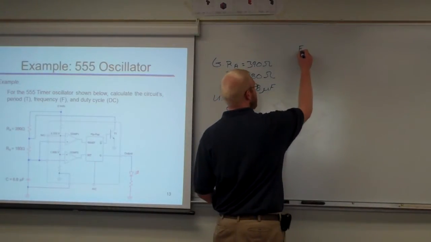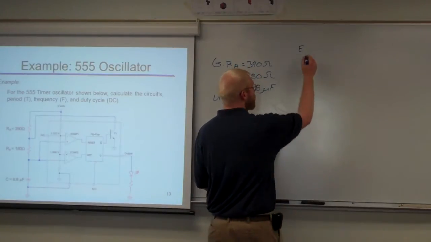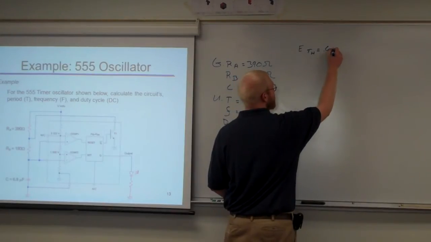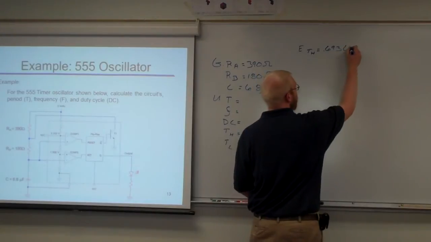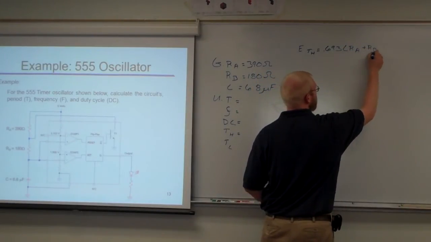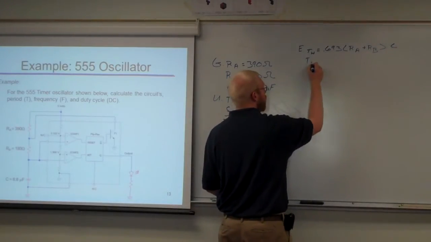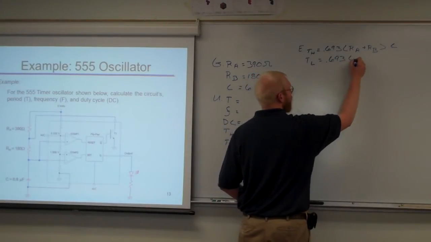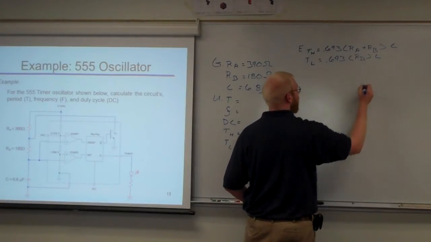So for this, I need to have my 555 timer equations. I've got time high equals 0.693 times RA plus RB times my capacitor. Time low equals 0.693 times RB times my capacitor.